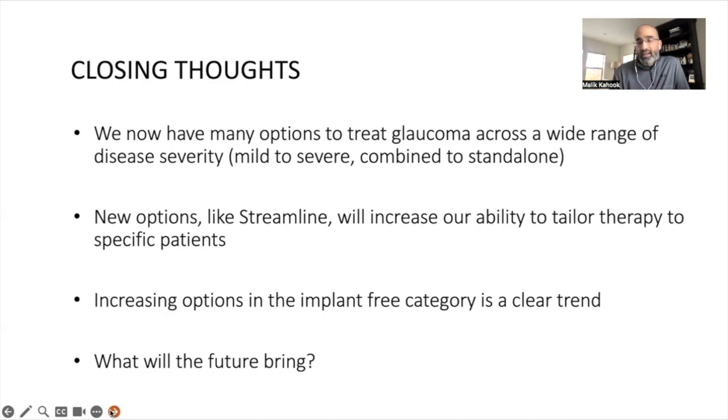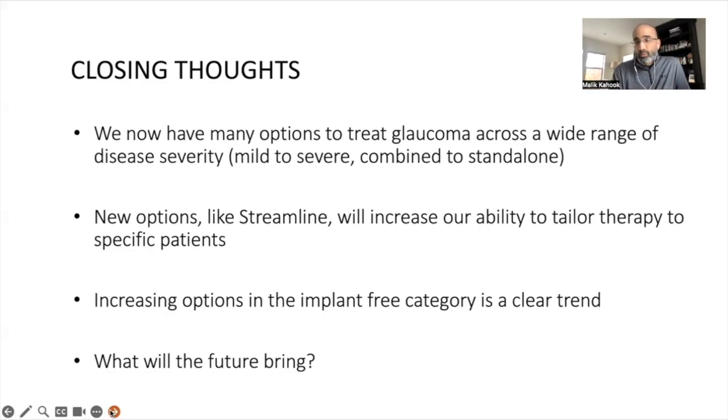So it's kind of like looking at IOLs and doing a monofocal, a toric, a multifocal, and EDOF lens. We're really matching to the patient's needs. We're starting to do that, and it's really the expectation to do that with glaucoma now. We really need to match the specific approach to the specific needs of the patient. Increasing options in the implant-free category is a clear trend, and I think that's what we're moving towards.